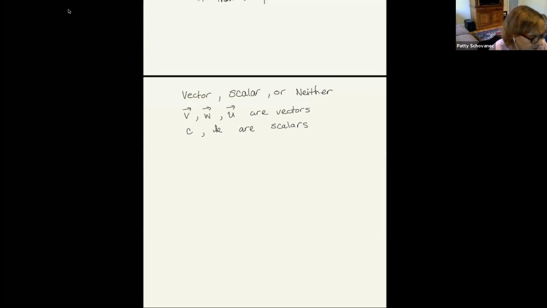So vector, scalar, or neither. Okay, so I'm going to let V and W and U all be vectors, and C and K be scalars. Okay, so can I do V cross W dot U? That's my first contestant. Vector, scalar, or neither.